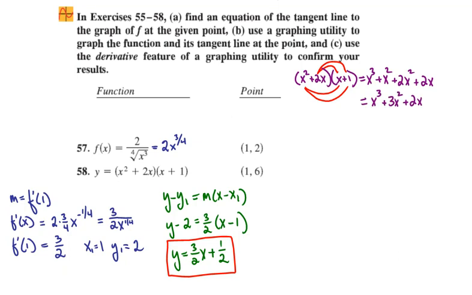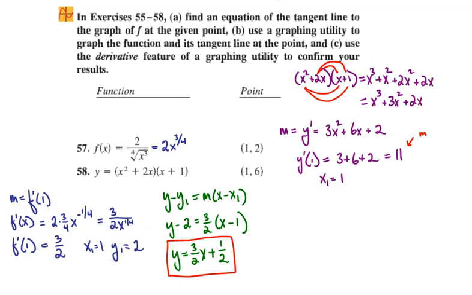So the slope is the derivative of that expression evaluated at x equals 1. So the derivative will be 3x squared plus 6x plus 2. And evaluating that at x equals 1, we can write that as y prime of 1 is 3 times 1 squared, which is 3, plus 6 times 1, which is 6, plus 2, for a total of 11. And that is our slope. The x sub 1 is equal to 1, and y sub 1 is equal to 6. And so we'll put that all together.